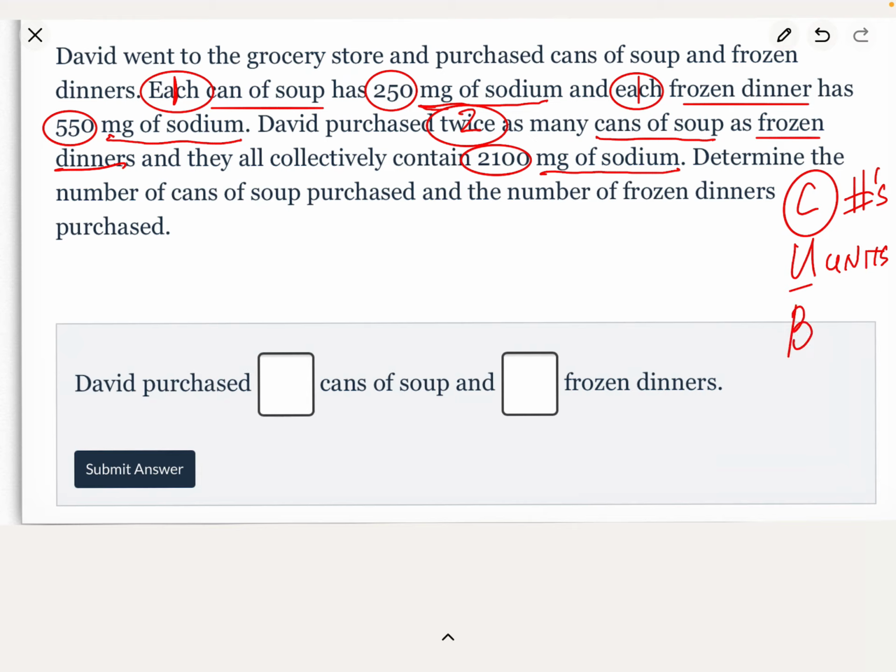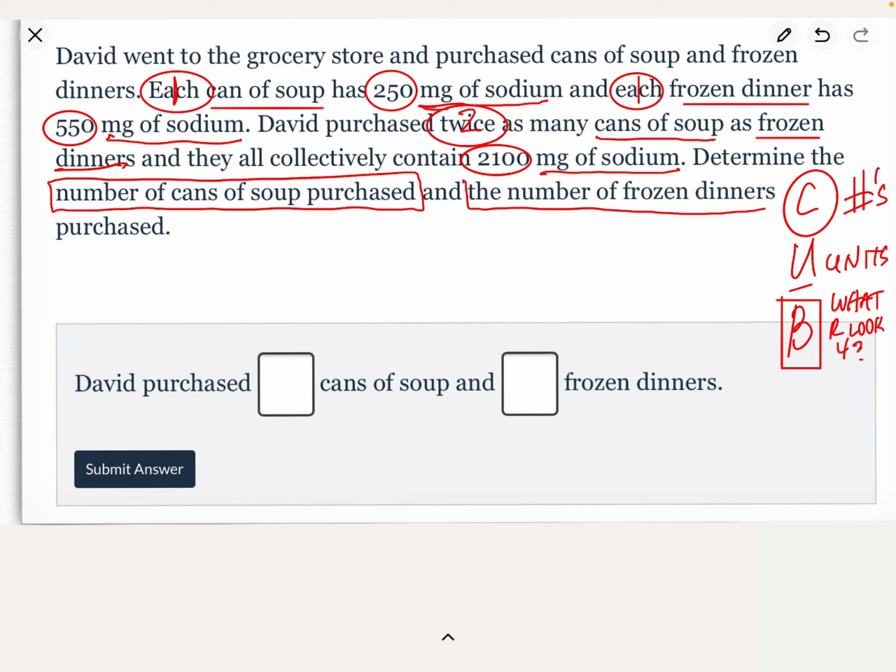Next thing we need to do, what are we looking for? That's the question. What are we looking for? And we're going to box that up. So in this case, we're trying to determine the number of cans of soup purchased, and then we're going to figure out the number of frozen dinners. So those are going to be our two variables.